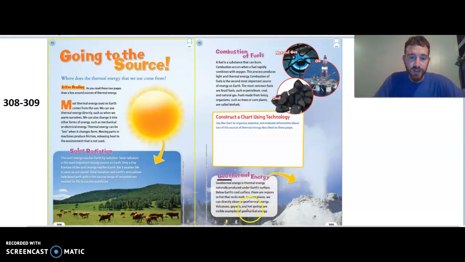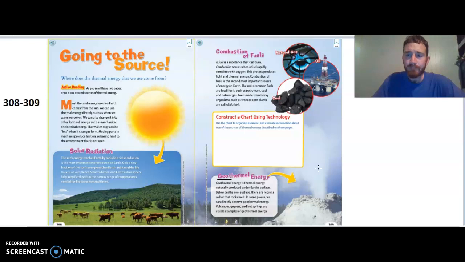Below Earth's cool surface, there are regions so hot that rocks melt. As we get down closer to the core, through the mantle, the crust is solid. The further down we go, the hotter it gets, and that's where we have lava that comes out of volcanoes, and those are examples of geothermal energy. So we can directly observe geothermal energy. Volcanoes, geysers, and hot springs are visible examples of geothermal energy. Here we see an example of a geyser. I don't know how many of you have been to Yellowstone Park, but that is a great area of natural wonder, and it sits on a big hot spot.